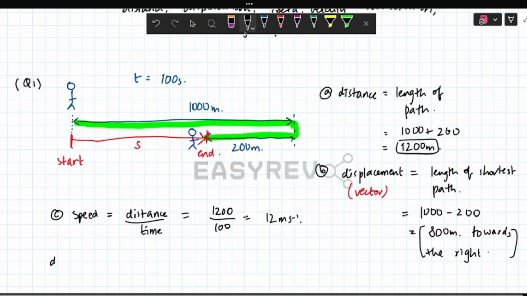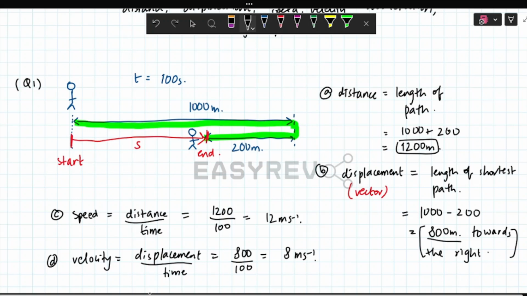Now, would you expect velocity to be the same? Now we remind ourselves that velocity is the rate of change of displacement, meaning it's displacement per unit time. We might have expected the same answer if distance and displacement had been equal, but clearly they're very different. And so we'll expect our value of velocity to be different as well. In fact, here it will be 800 divided by 100. And so we'll get 8 meters per second.